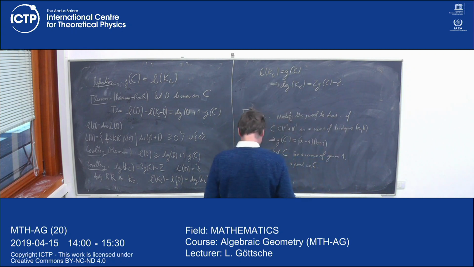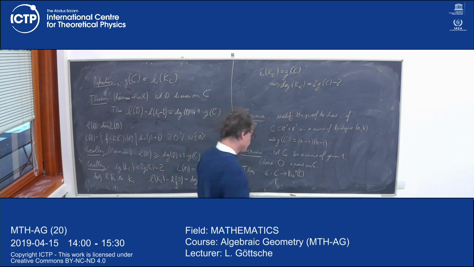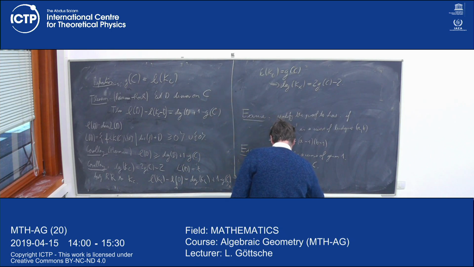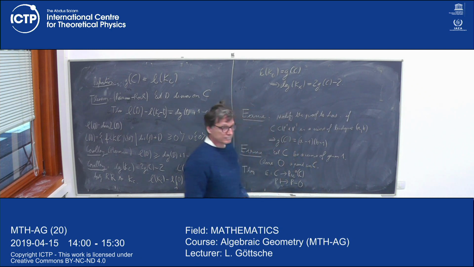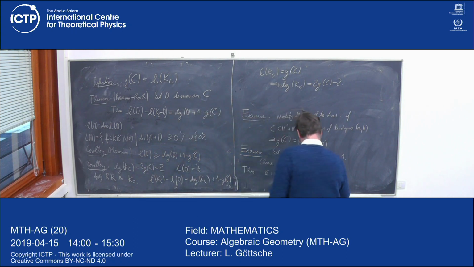Then, if I take the map epsilon from the curve C to Pic^0 of C, which sends a point P to P minus O as a divisor, this is a bijection.